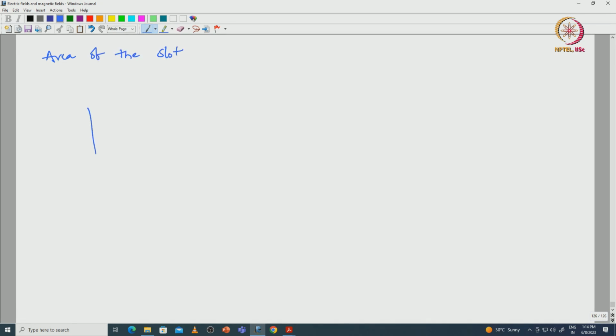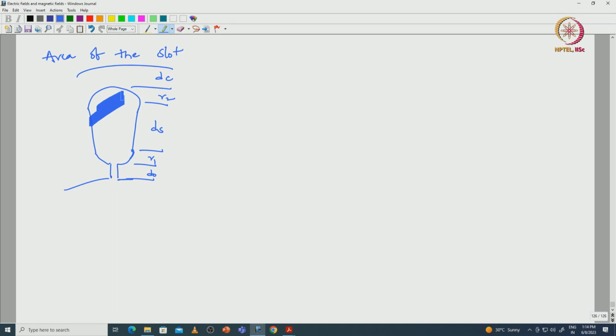So the slot we have considered in this manner, right. This is the slot dimensions. From here to here it is DC, and from here to here it is R2, this is DS, and from here to here R1, and this is D0. We have to find the slot area, this area we have to find.